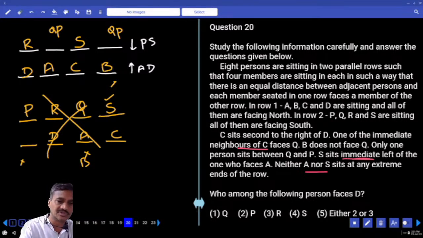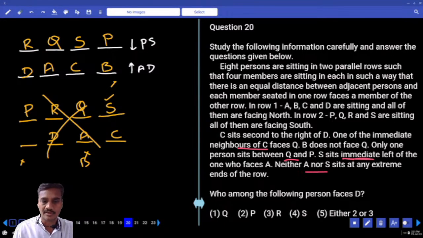Now B is the person left over, and there is only one person between Q and P. Now Q is not facing B, hence Q cannot be here. Who must be at this place? P is here, then Q must be at this place. Done? Now this is about question numbers 22 to 24. Then the next one, 25 onwards. Here's question number 25.